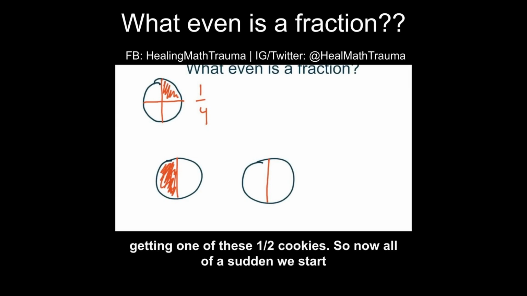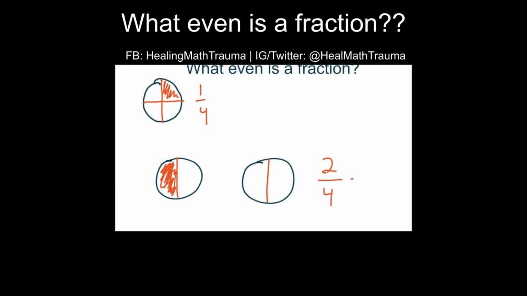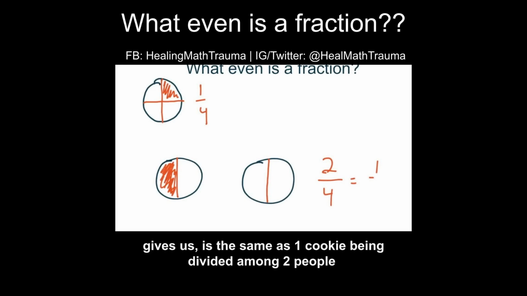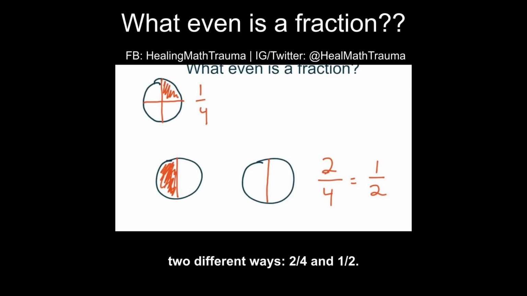So now all of a sudden we start talking about equivalent fractions. Two cookies divided among four people is the same as one cookie being divided among two people. 2 over 4 is the same as 1/2. So we have this same fraction being represented in two different ways, 2/4 and 1/2.